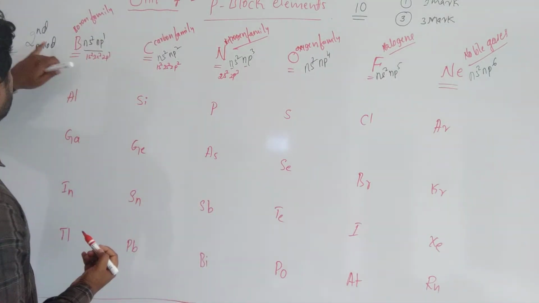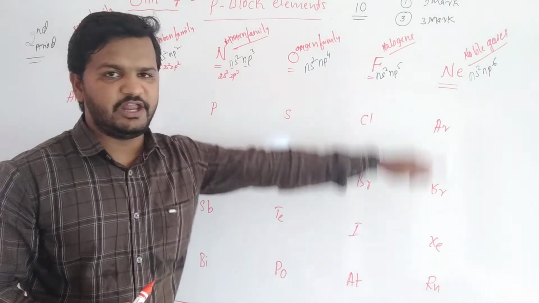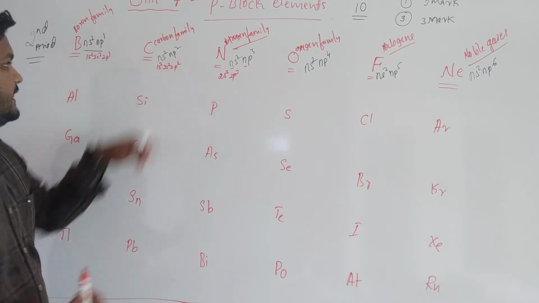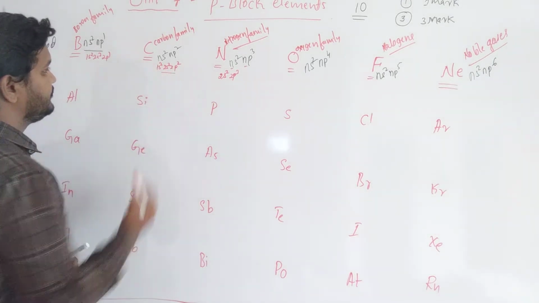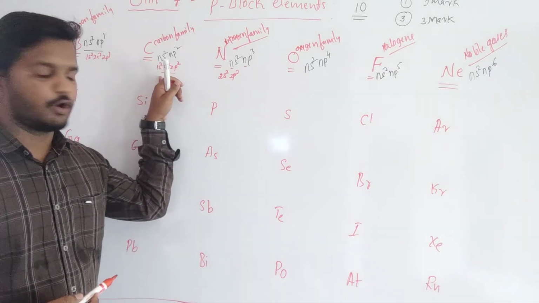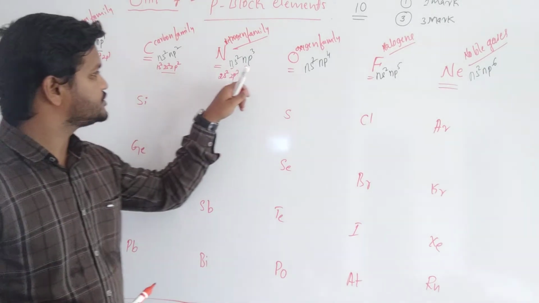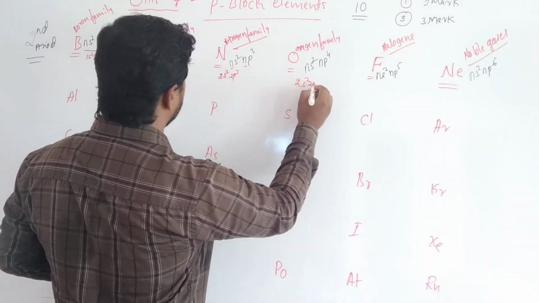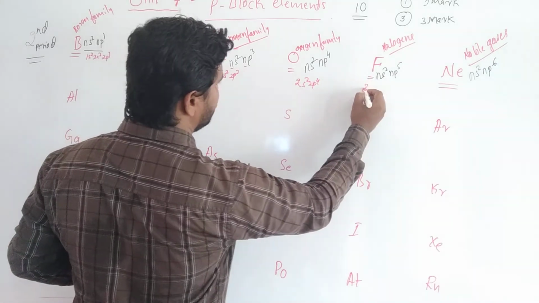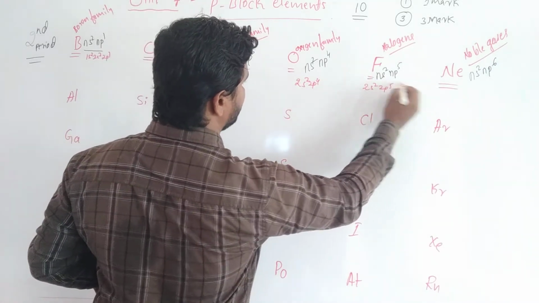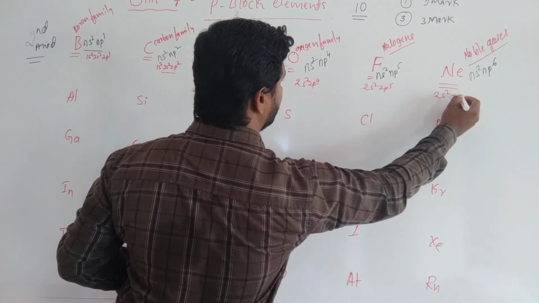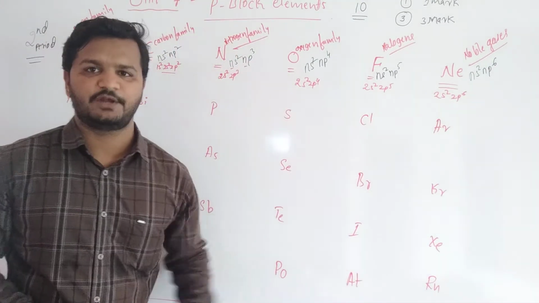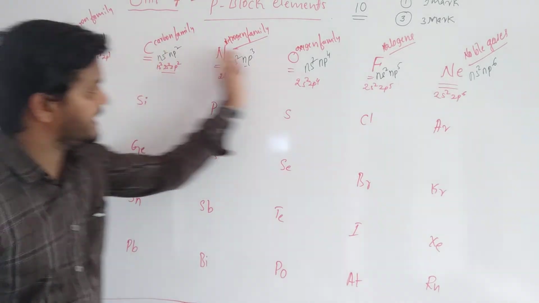So boron, carbon, nitrogen, oxygen, fluorine, neon, these all are second period elements. That is why the outermost shell has energy level 2. So 2s2 2p2, 2s2 2p3, here the outermost electronic configuration is 2s2 2p4, here 2s2 2p5, here 2s2 2p6. This is the general outermost electronic configuration of second period elements.